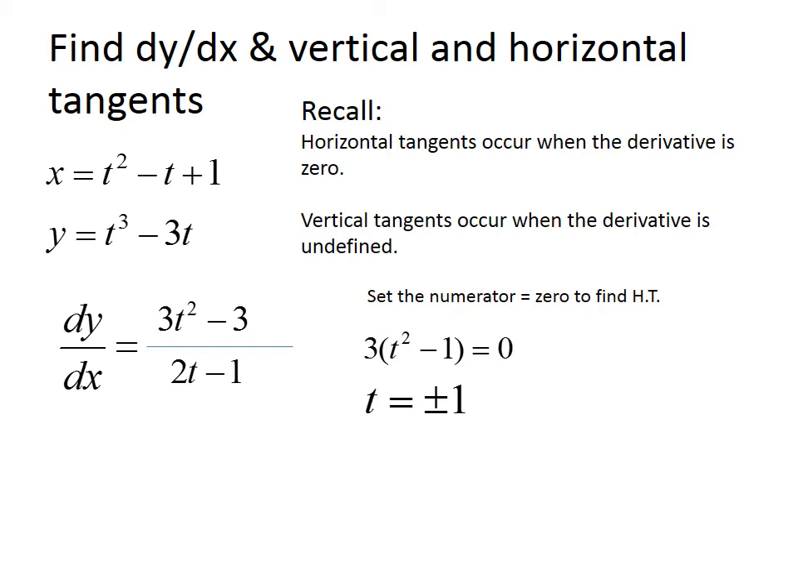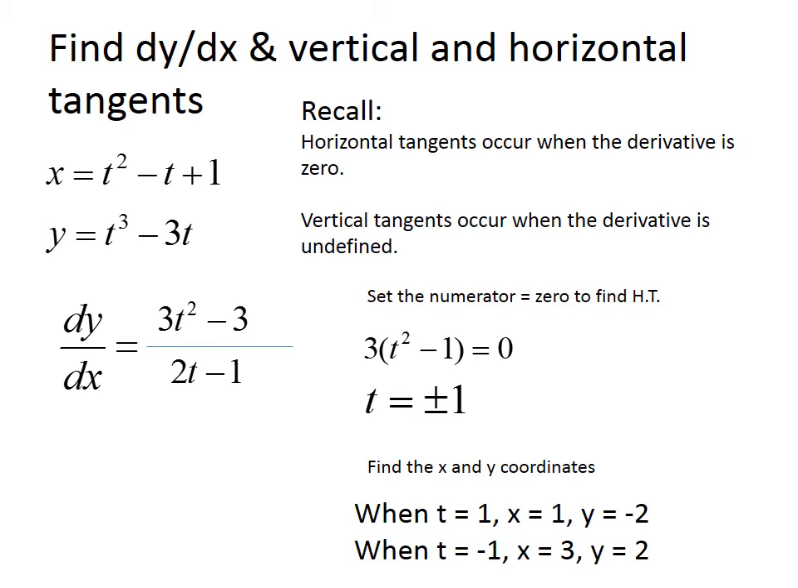Now I need to go back and find the x and the y coordinates. So I have to take t equals 1 and replace it in x, and I get 1 minus 1 plus 1 is 1. And when t equals 1, y is equal to 1 minus 3, negative 2. And I would do the same thing for negative 1. So when t is negative 1, I'm trying to figure out why that would be 3. Oh, because I get 1 plus 1 plus 1. Okay.